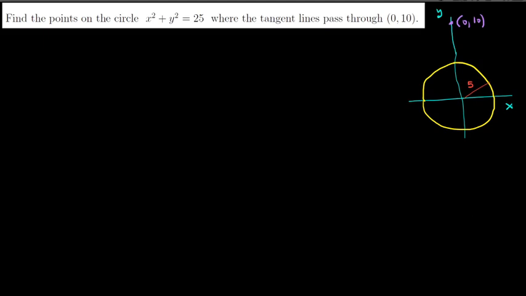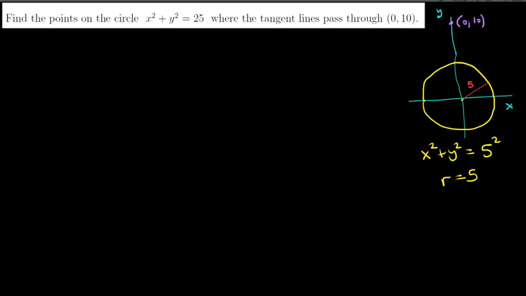Okay, so this is the hard one I was just talking about. We want to find the points on the circle. And I drew a little graph here. This is the circle of radius 5, right? So this is x squared plus y squared is equal to 25, which is 5 squared, right? So the radius is 5. And it's centered at the origin, right? The center is just 0, 0. And we want to find the points on the circle where the tangent lines pass through 0, 10.